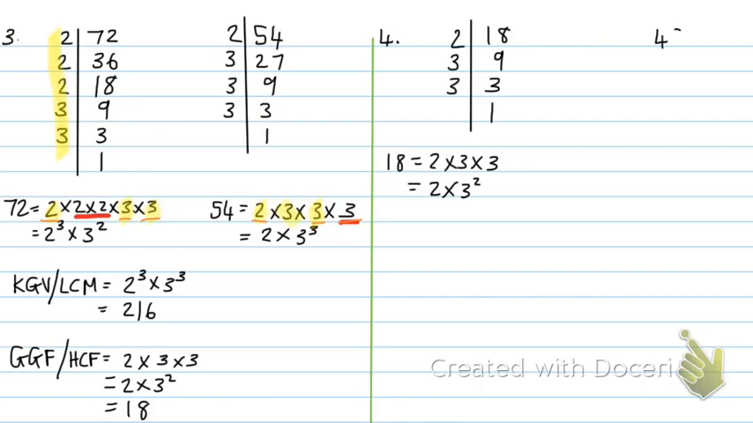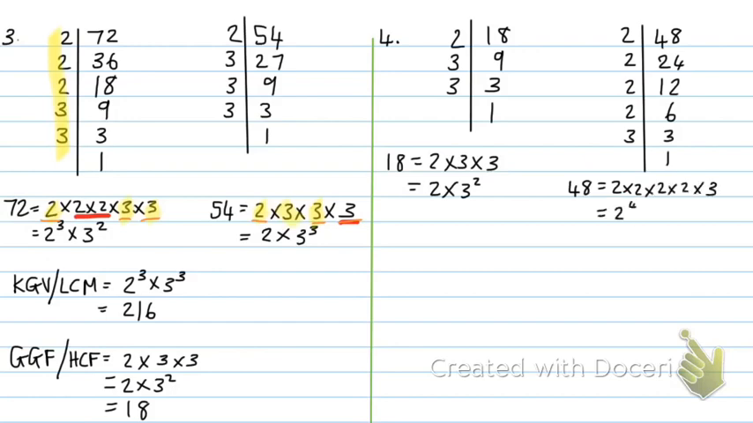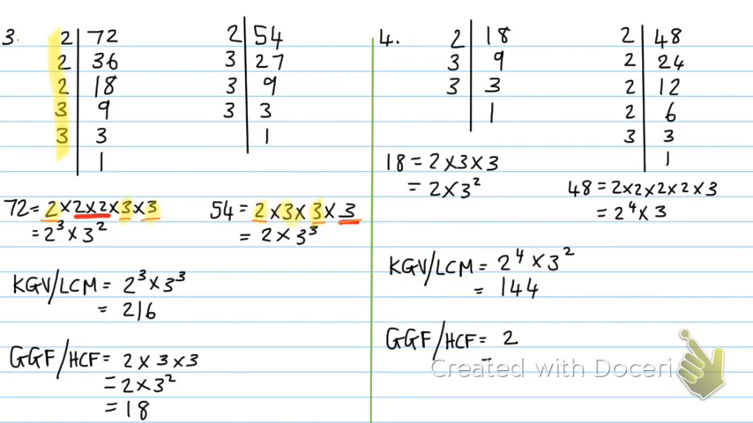Then 48. 48 divided by 2 is 24, divided by 2 is 12, divided by 2 is 6, divided by 2 is 3, divided by 3 is 1. So 48's product of prime factors would be 2 to the power 4 times 3. Now for the LCM and HCF. Okay, so for the LCM, I find the highest power of 2, which is 2 to the power 4, times the highest power of 3, which is 3 squared. And that answer is 144.